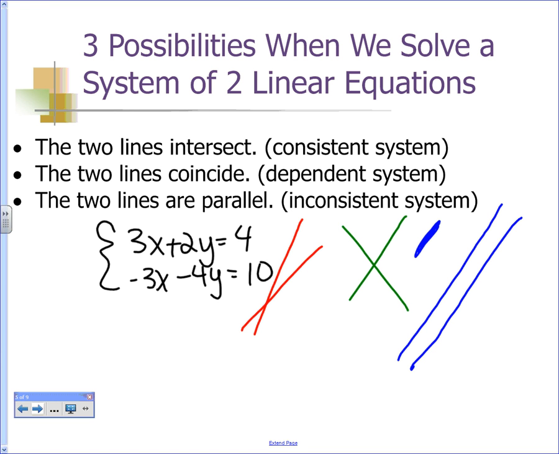Do you agree that the two that are parallel means parallel? Yeah. Okay. Coinciding. You don't have to draw it again because it's the same line. They're right on top of each other. Does that make sense? Yep. Okay.